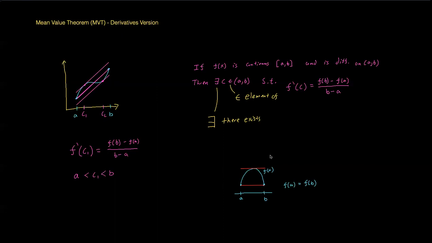In other words, there has to be a critical point. And this is used for, again, Rolle's theorem, as well as basically finding local extrema and also absolute extrema. All right, so there we go. That is the mean value theorem, MVT derivatives version.